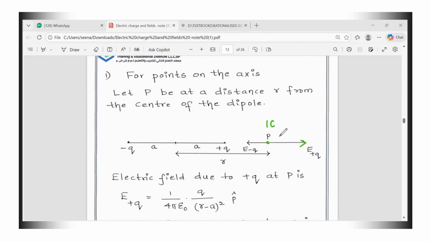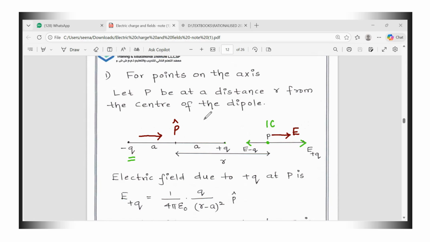But plus q is more close to point P, so the distance is shorter and the field is larger. But E due to minus q is far, so its field will be less. So the net field at P will be towards the right. This will be the net field. You know the dipole moment is from negative to positive, so the field and the dipole moment will be in the same direction.